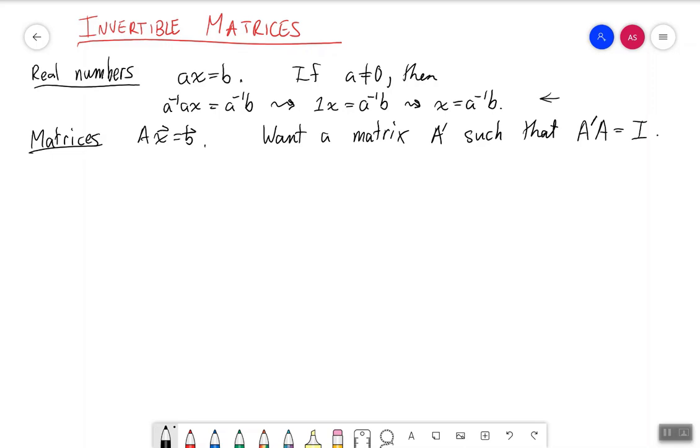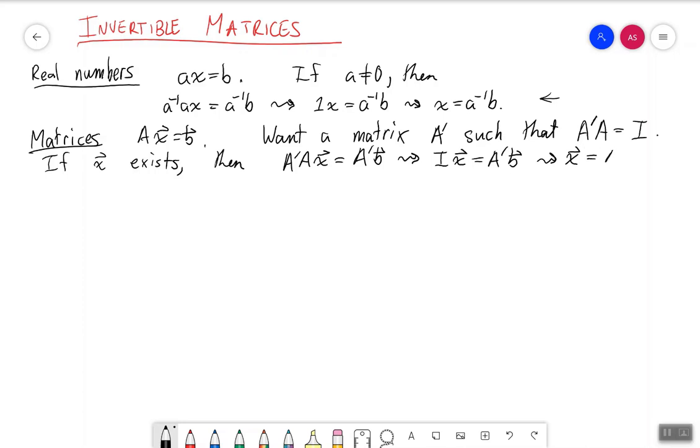Just as we did over here with real numbers, if there's a solution, if this equation has a solution x, then we can multiply both sides of this equation on the left to get A prime times Ax equals A prime times b, which becomes I times x equals A prime times b. And because I is the identity matrix, this is x equals A prime b.